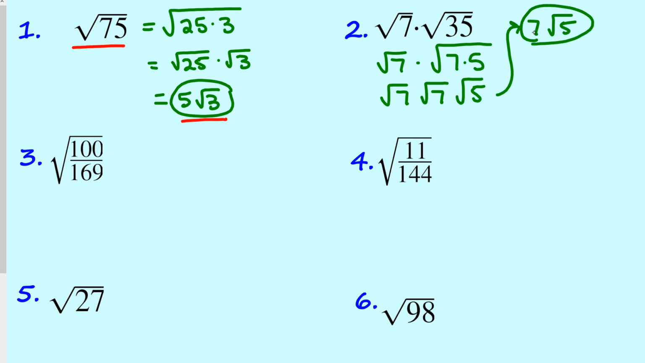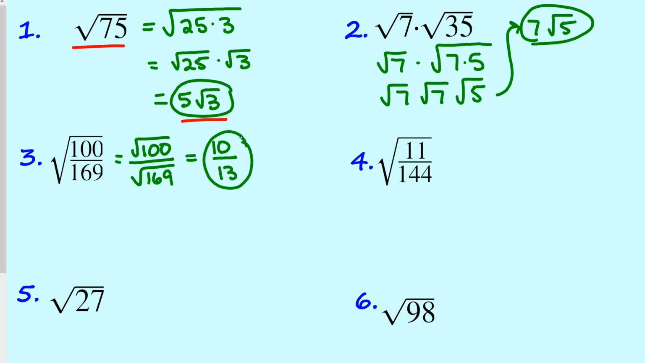Number 3, we have the square root of a quotient, and it is true that that is equal to the quotient of the square roots, meaning I can split it up. Both of these numbers happen to be perfect squares. The square root of 100 is 10, and the square root of 169 is 13. So our answer is 10/13.